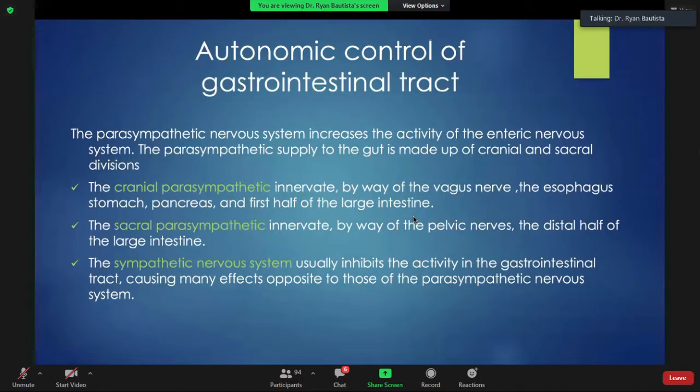The effector nerve is also the vagus. That's why they call it vasovagal. Okay, you have your sacral parasympathetic innervation by way of your pelvic nerves to the distal half of your large intestine. So those two are the stimulatory ones, while, as you know, sympathetic can be inhibitory of the activity of your GI tract. They oppose your parasympathetic nervous system.